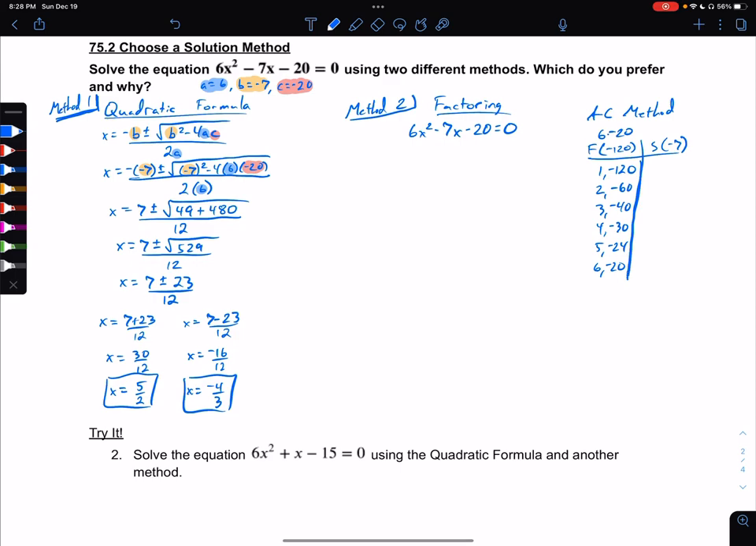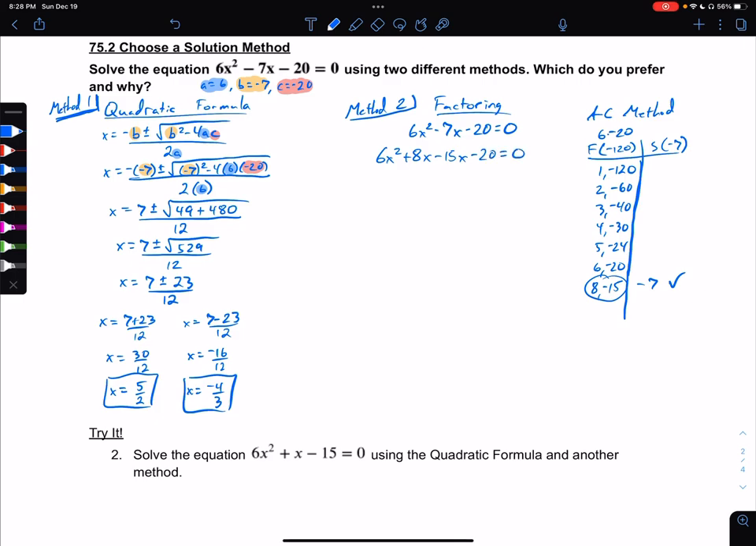So that doesn't work. 120 divided by 7 doesn't work, but let's just make sure. 120 divided by 8 is going to be 15, and we found what we're looking for. So 8 plus negative 15 is negative 7. That's the one that works. So those are our factors. So I would do 6x squared plus 8x minus 15x minus 20 is equal to 0.